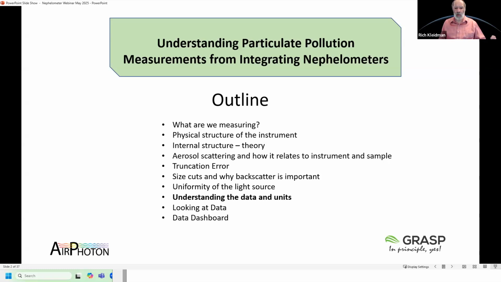I'll talk about uniformity of the light sources. And then a section, I'll start really talking about the data, how you understand the data and the data units. And then we'll look at some actual data. And we have a recently developed live data dashboard for our instruments. And so hopefully we will be able to do a proper live demonstration.